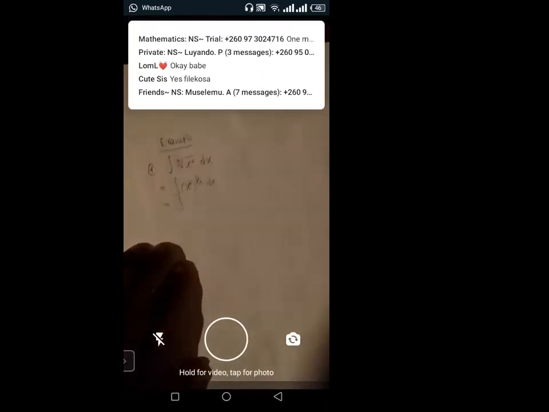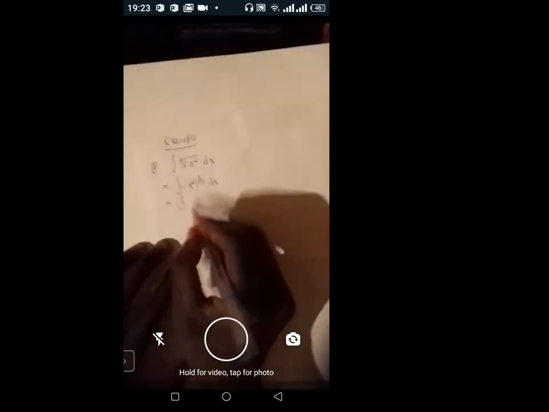So let us look at some examples. Example 1: evaluate the cube root of x squared dx. So we need to find the integral of the cube root of x squared. Guys, you can rewrite this as the integral of x squared to the power 1 over 3 dx, which is equal to the integral of x to the power 2 over 3 dx.